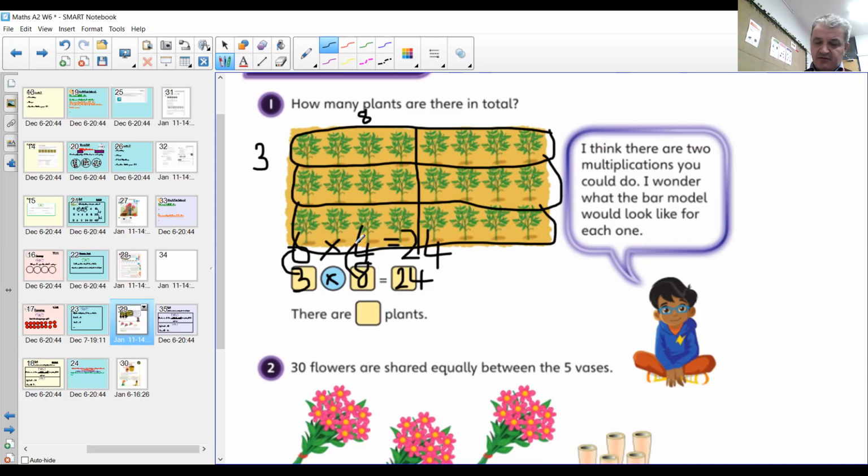Can we take that one level further? What if we group it into twos? How many groups of 2 have we got? 1, 2, 3, 4, 5, 6, 7, 8, 9, 10, 11, 12. Okay, so we've got 12 lots of 2.